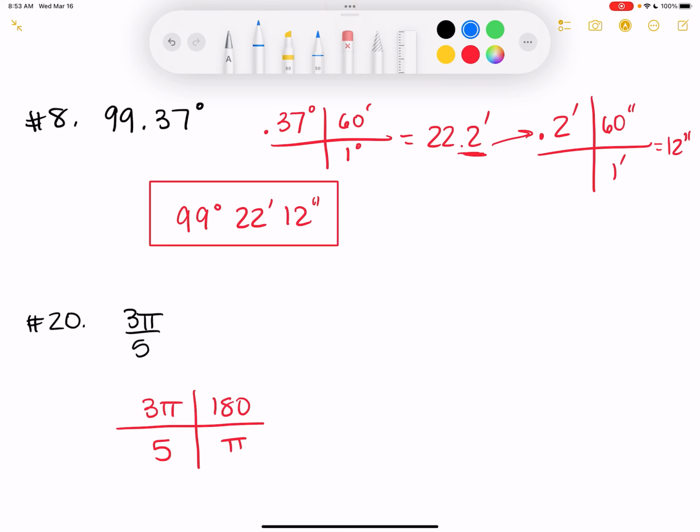So then when you do this, pi's cancel. And then you have 3 times 180, 540, divided by 5, 108. It's 108 degrees. Nice, easy.